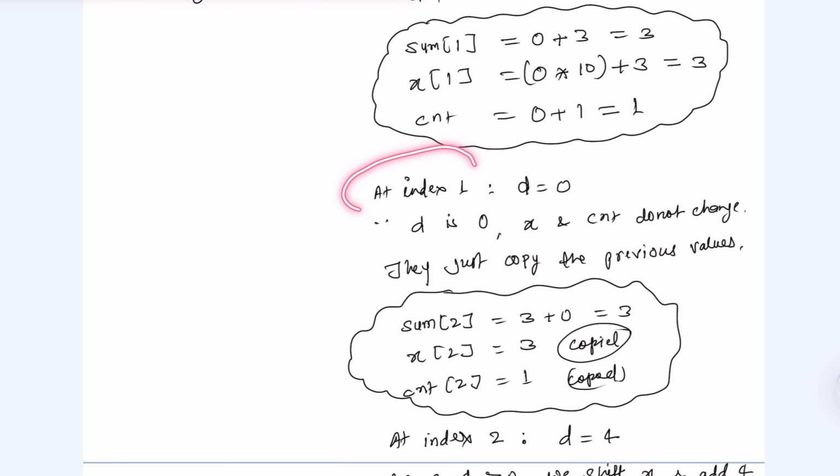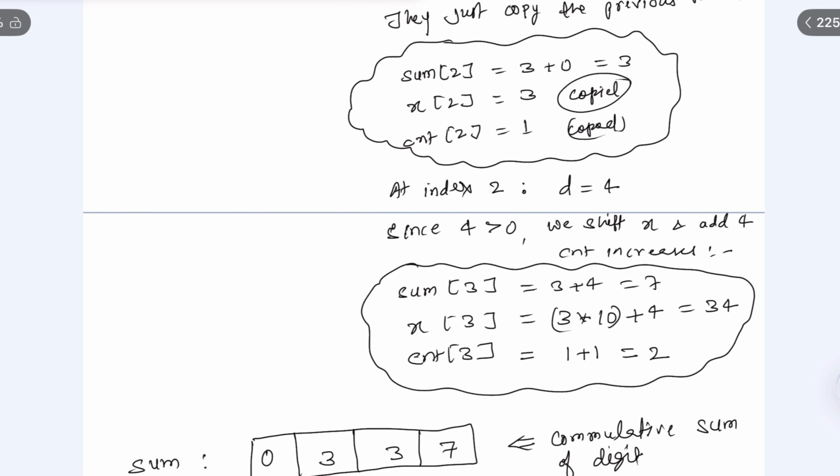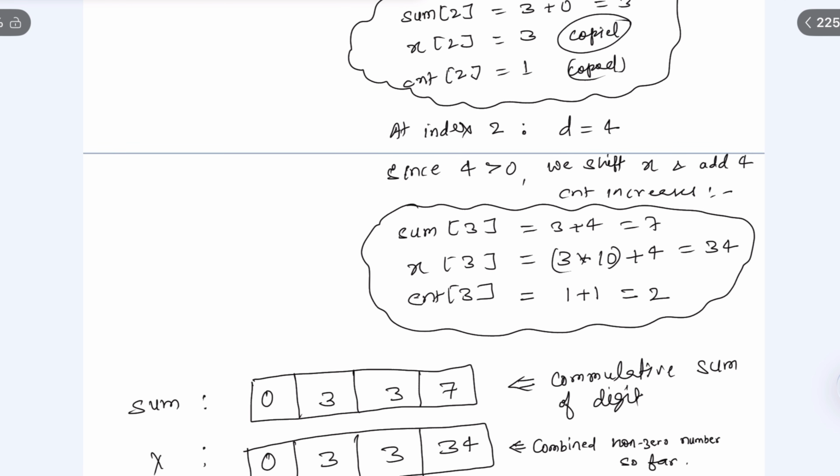Then what is at index 1? We have 0, right? So d is 0, it means sum, x, and count will not do anything, they do not change, just copy the value. So the previous value we'll use here.